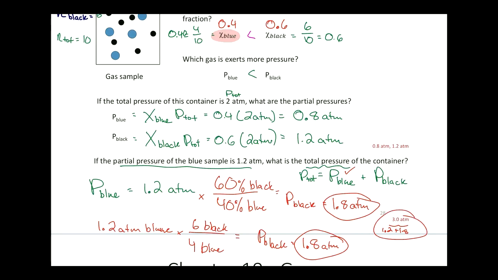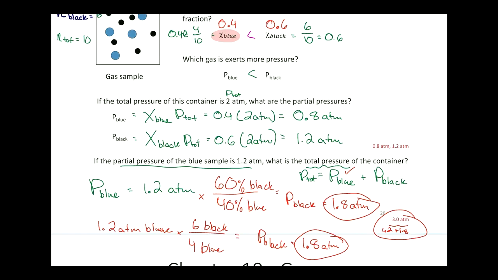And you can check for yourself. If the total pressure of the system is 3 atmospheres and you do the 40 and 60% for the mole fractions, you'll get those same partial pressures we just calculated. And that's a way to check yourself. So that one's a little bit more conceptual plus a little bit of math at the end.